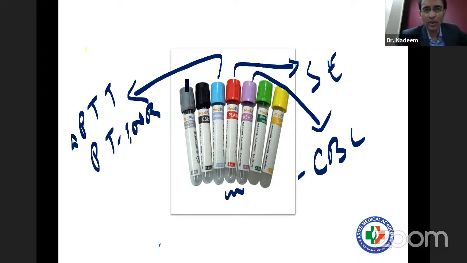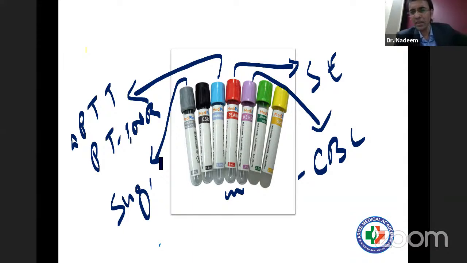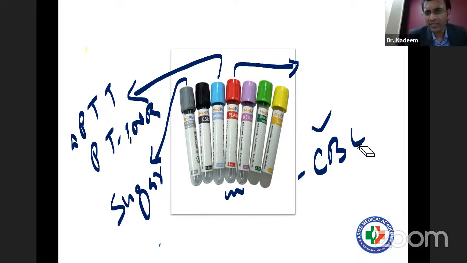And just now we have learned about the gray color for sugar tests. So these are the basics which we are using. These four are frequently used in hospital. But most commonly used are red, purple, and gray. Red is used even for lipid profile, everything in lipid is red. But what about the others?